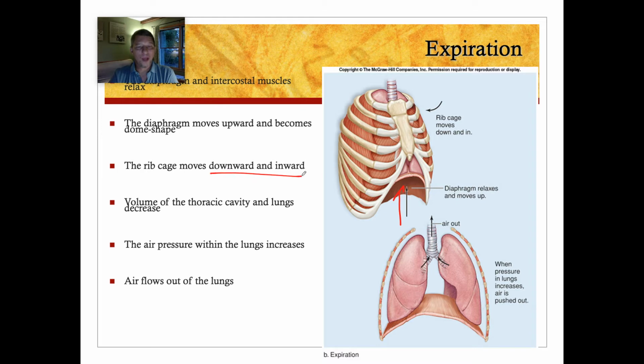When the rib cage moves downward and inward, the volume of the thoracic cavity then decreases. The air pressure in the lungs then increases, right? Because now you've got 3 gallons of air in a 2 gallon space. So what's going to happen? Well, a gallon of that air is going to get expelled. And so the air then flows out of the lungs. But because it doesn't take any energy to relax those muscles, we consider this to be a passive process. So inspiration and expiration.